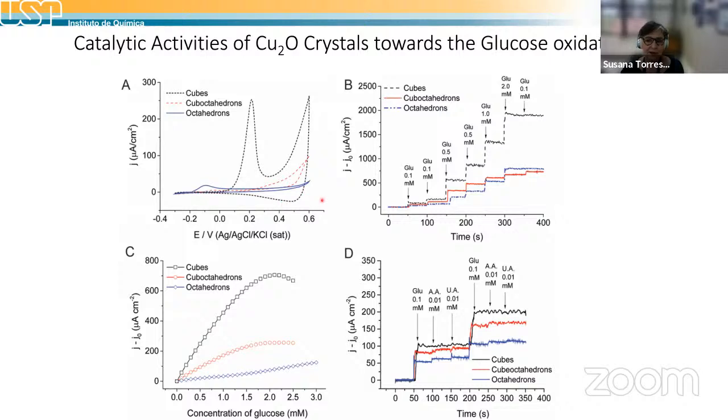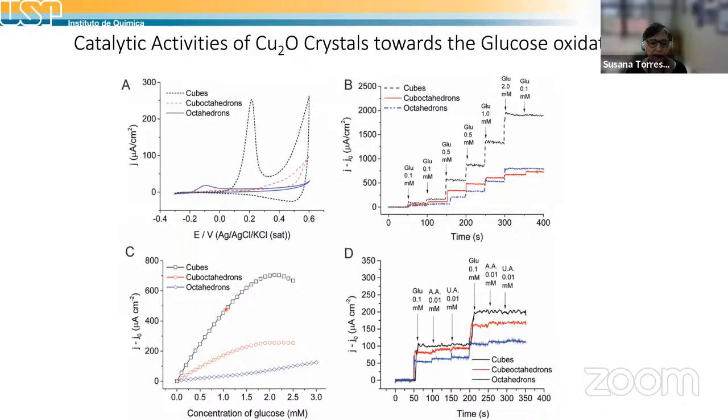The electrochemical response is completely different. And when we use these structures for sensing glucose, for example, we can see that maintaining the same quantity of copper on the electrodes, the response is completely different for octahedron and for cubes. Evidently, the cubes are more active.